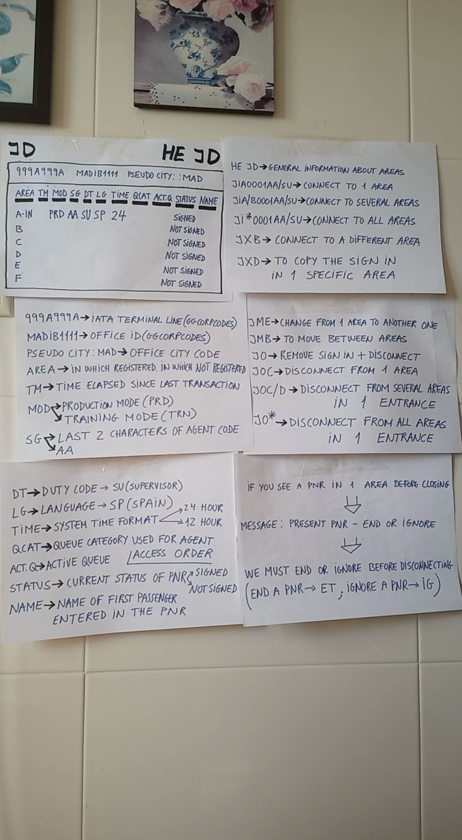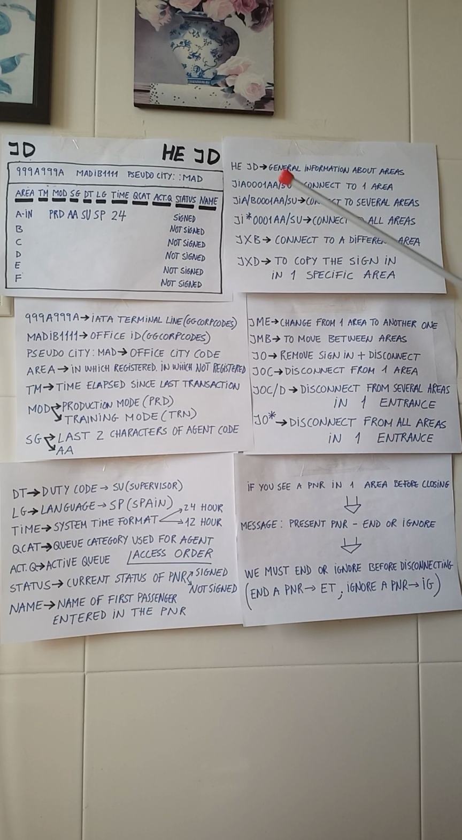After JI, I will start with this one. Excuse me, not this one. This one first. JIA 0001AA/SU. With this one, you can connect to one area. Area A in this case.